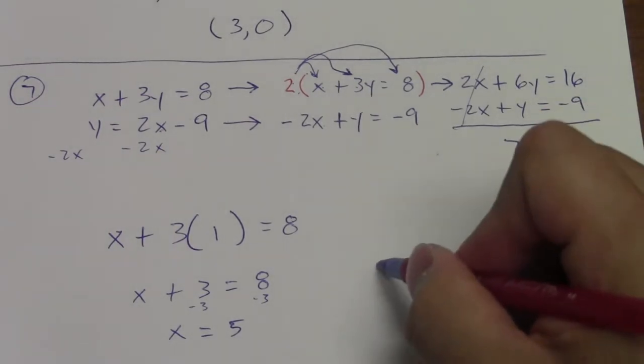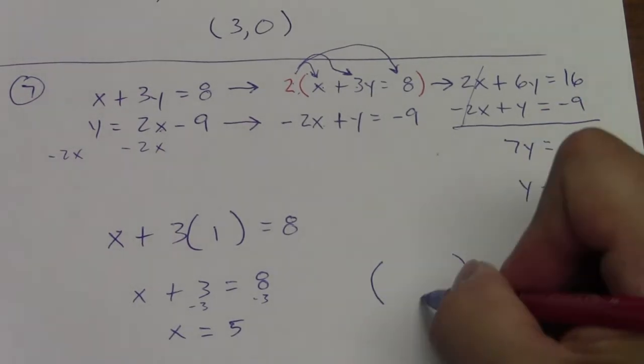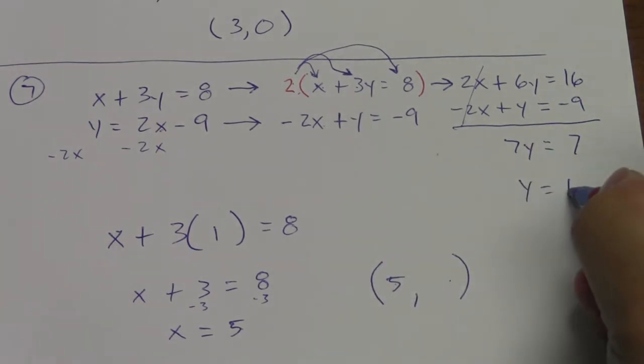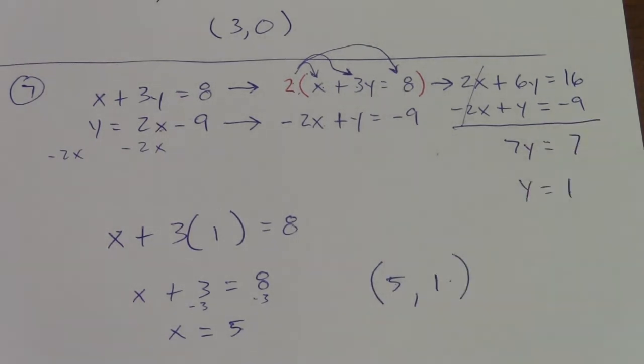All right, and then I could just plug it in. Remember, we put parentheses, x and y. X is 5, y is 1. And that's it.